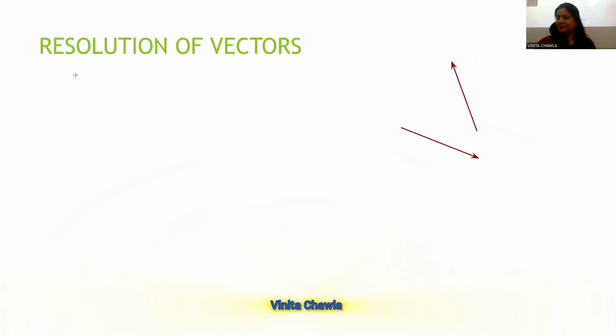Draw these two vectors. This is vector A and this is vector B. So vector A and B are non-zero vectors and they are pointing in different directions. Okay.